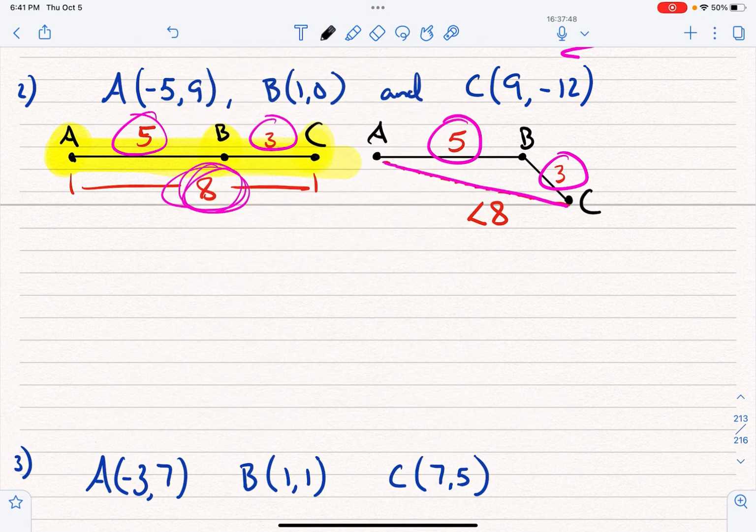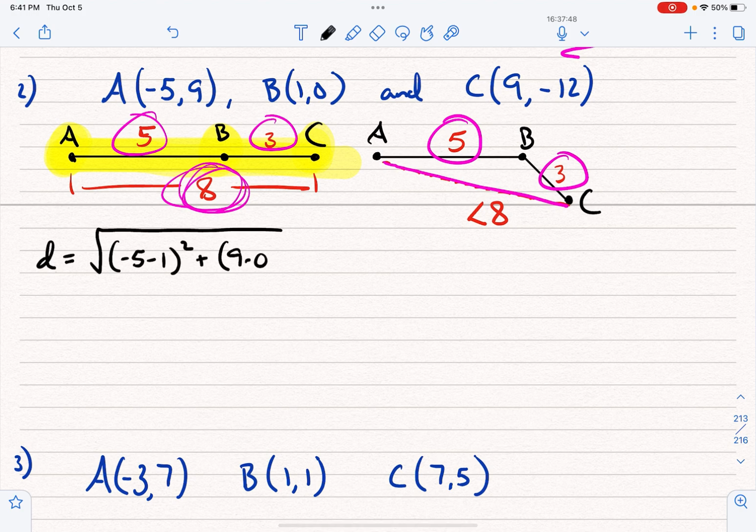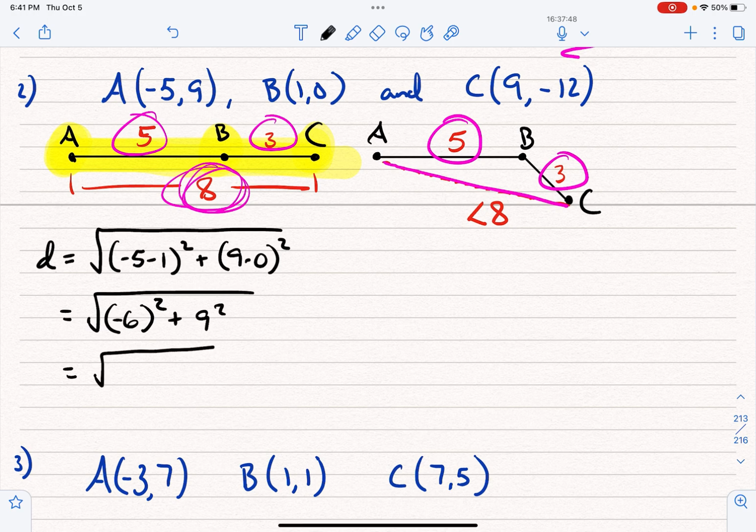All right. So we're going to first start with the distance between A and B. And that's going to be the square root of negative 5 minus 1 squared plus 9 minus 0 squared. That's easy. Okay, so this one gives me negative 5 minus 1 is negative 6, and I've got to square that. 9 minus 0 is just 9. I'm going to square that. So I get 6 squared is 36, 36 plus 81. And that is, what, 117? I think. Okay, I'm pretty sure.